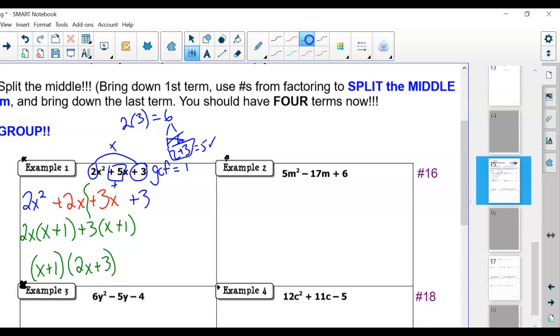I can double check this just to make sure this works by multiplying it back out. X times 2x is 2x squared. X times 3 is 3x. 1 times 2x is positive 2x. 1 times 3 is 3. If I combine my like terms, I end up with 2x squared plus 5x plus 3, which was the original. So this works.